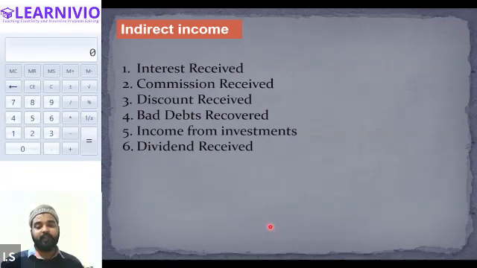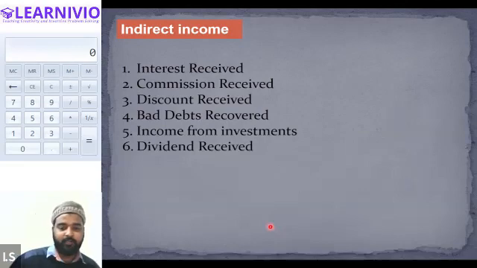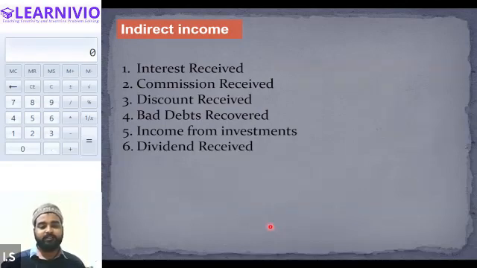So like we have invested in some securities or in some debenture bonds, and we are receiving interest on such investment, then that will be considered as the non-operating or the indirect income. Similarly, if we have received a commission, if we are receiving a discount, bad debts recovered, or income from investment, dividend received, all of these are not considered as the main income of the operation. These are all non-operating incomes, and therefore we will be recording them in the profit and loss account.